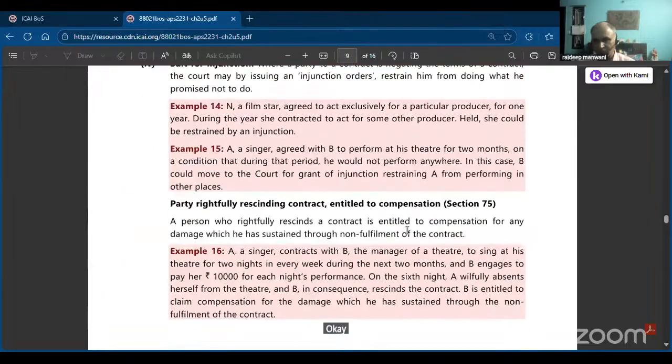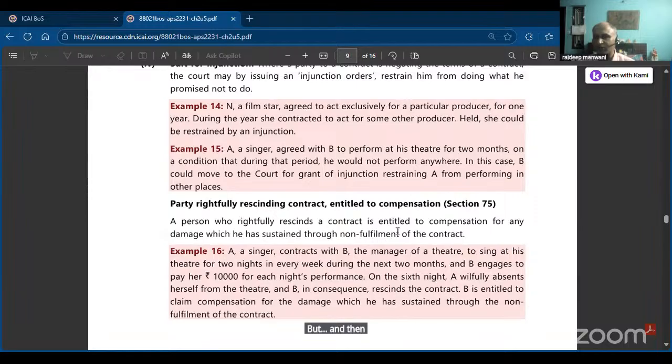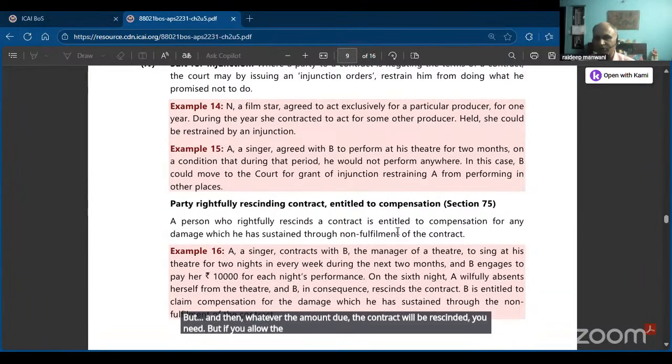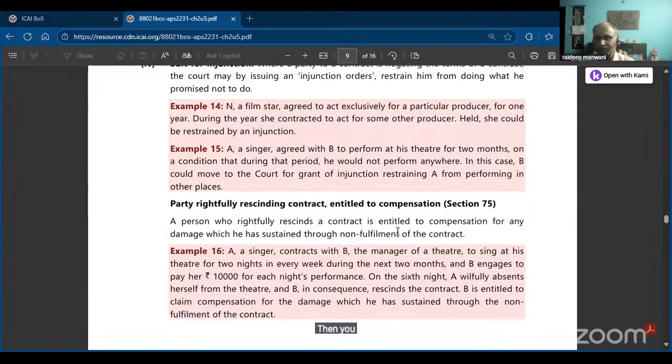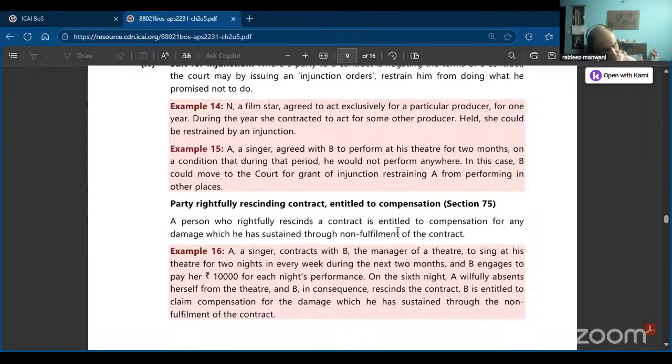Okay, so you all understood what I tried to tell you. If you rescind the contract immediately, then whatever the amount due, the contract will be rescinded. But if you allow the person to perform the contract, then you cannot rescind it at a future date. Sir, what if she was not well on that night?